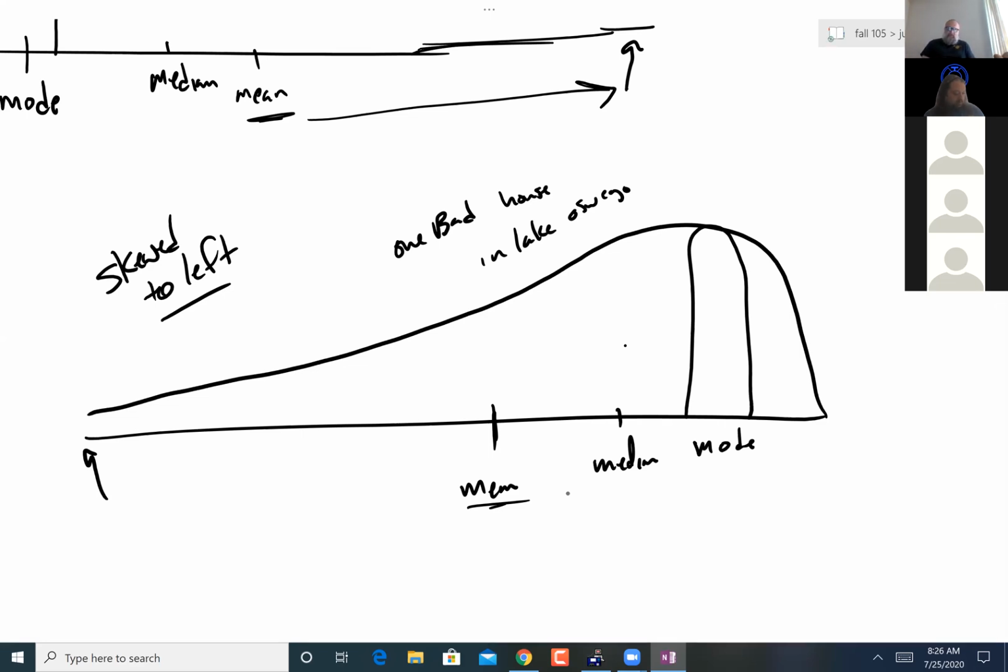But that's the order they'll go in. I like this one because mean, median, mode, in this order, boom, boom, boom, they're alphabetized. That's how I remember it, okay? When I was a kid, that's how I had to remember it.